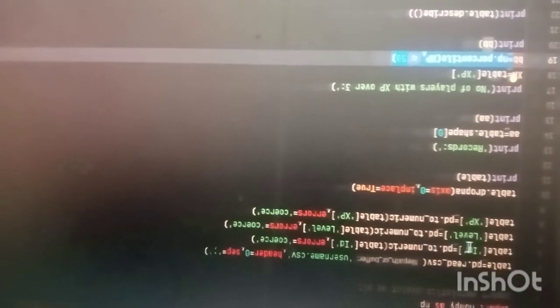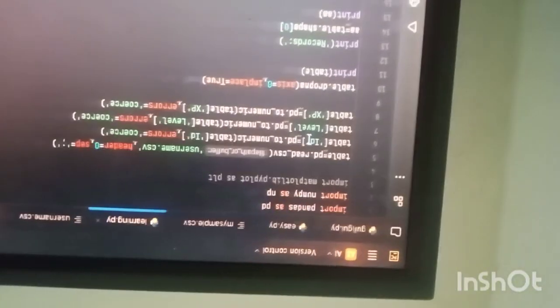That is done by this patch of code right here, which is table id equals pd.to_numeric(table id, errors equals coerce). So this is what that patch of code does. I did it with the three different columns that had numbers in them.